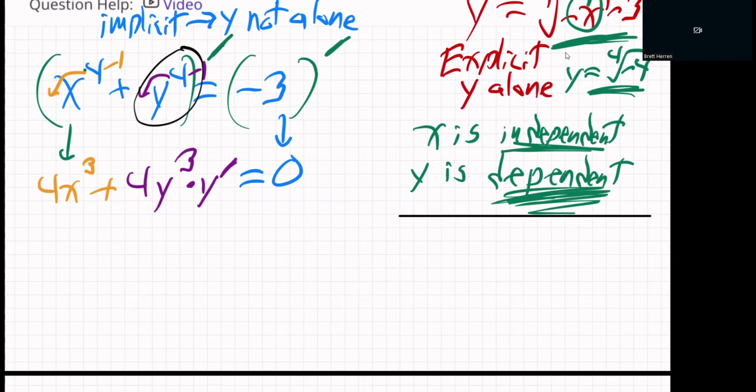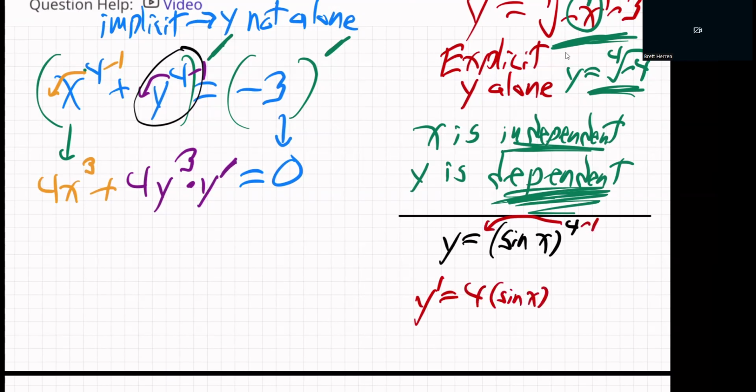I don't want this just to be magic. I want to prove to you this is, you don't have to know this. If you want, you can skip the video at this point, but I want to prove it to you. So y prime, the derivative, how would you take the derivative of this? Before it comes down, the sine x stays the same, subtract 1 from the power.